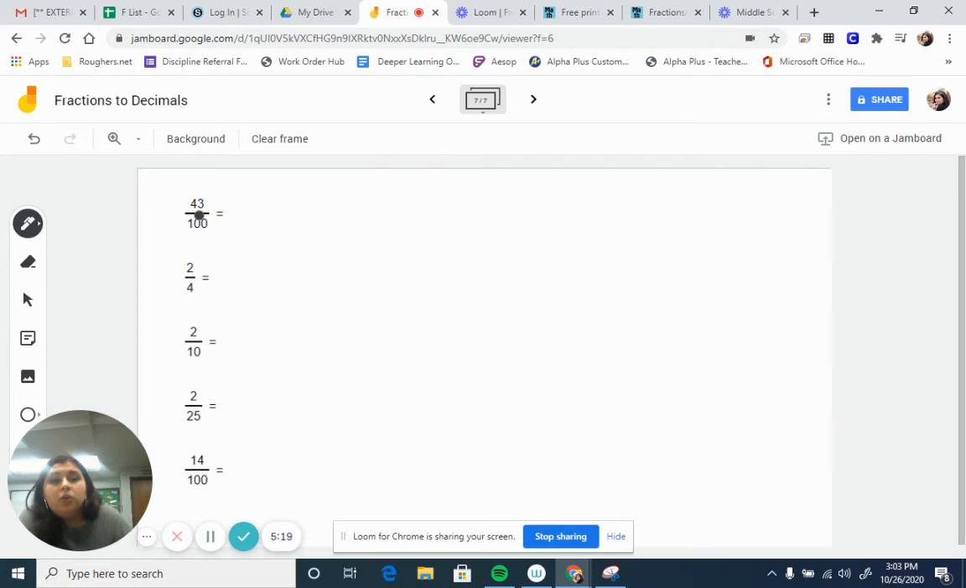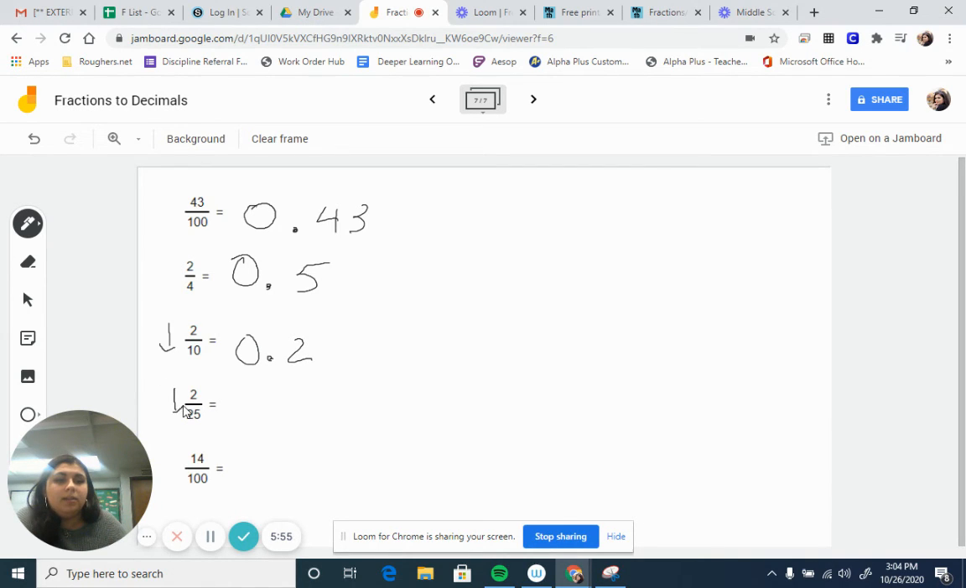Okay. So we have 43 divided by 100. Remember reading up, down, from top to bottom like a normal piece of paper. That fraction bar means division. So 43 divided by 100, if we put it in our calculator, is 0.43. Again, top to bottom, 2 divided by 4, put that in our calculator. That's going to give you 0.5. 2 over 10, remember, top to bottom, 2 divided by 10, 0.2.